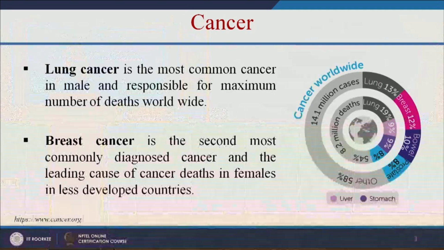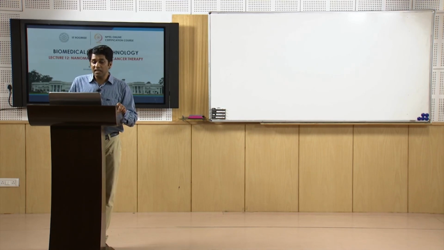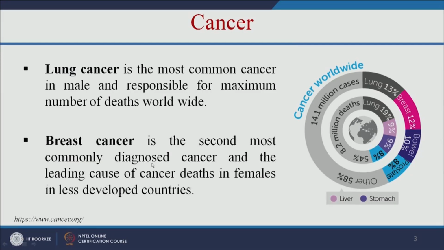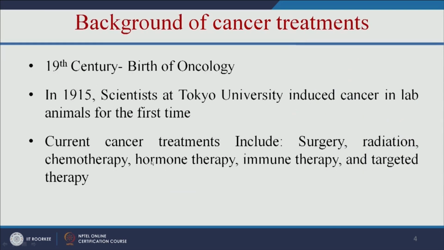So according to the American Cancer Society, lung cancer is the most common cancer in males, and breast cancer is the second most common cancer in females. So let us see the background of cancer treatments. The 19th century is the birth of oncology, and in 1915 scientists at Tokyo University induced cancer in lab animals for the first time, and these are the various current treatments. That includes surgery, radiation therapy, chemotherapy, hormone therapy, and also targeted therapy.